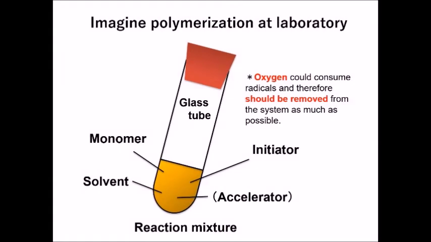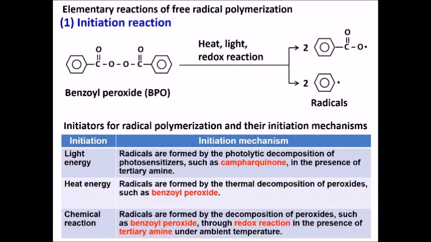Now I'm going to explain the details about the 4 elementary reactions, how they occur. For easy understanding, please imagine a reaction mixture shown here that contains a monomer, initiator, and solvent. So we start radical polymerization reaction in such a system, okay? The first reaction is named initiation reaction. So this is to generate radicals within a reaction mixture.